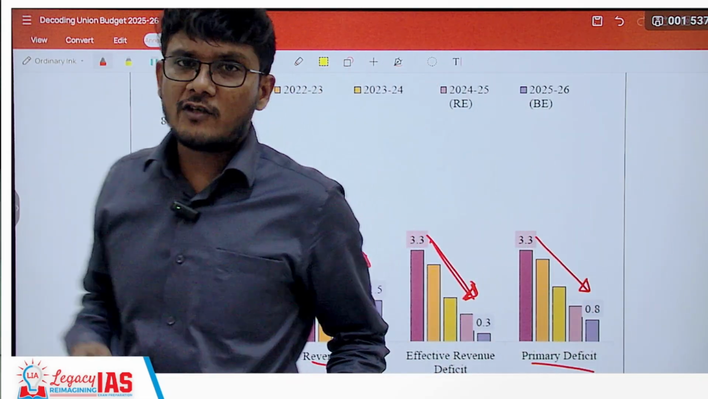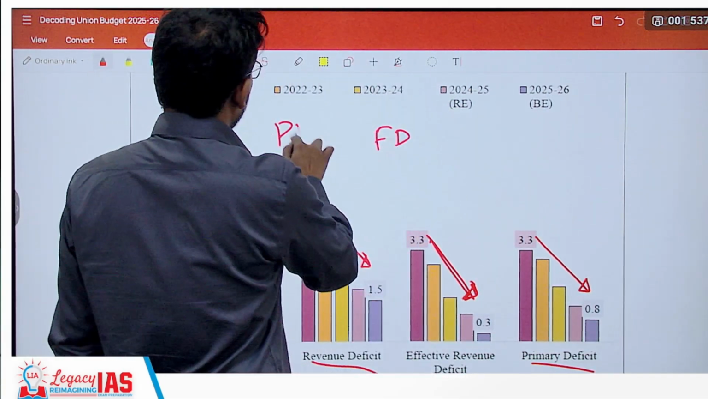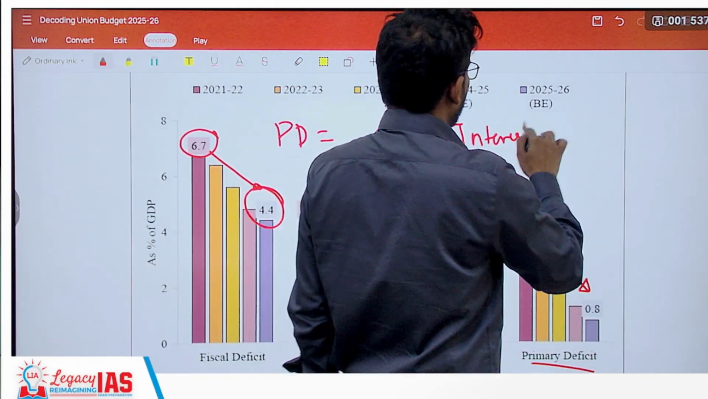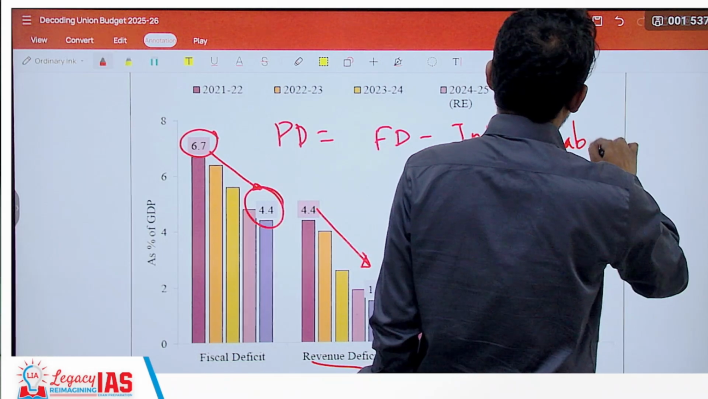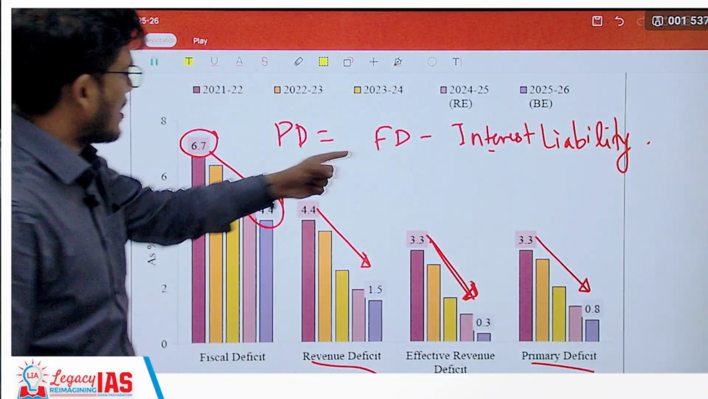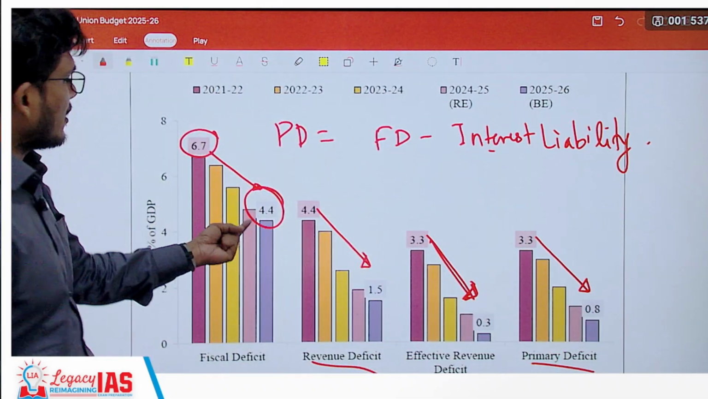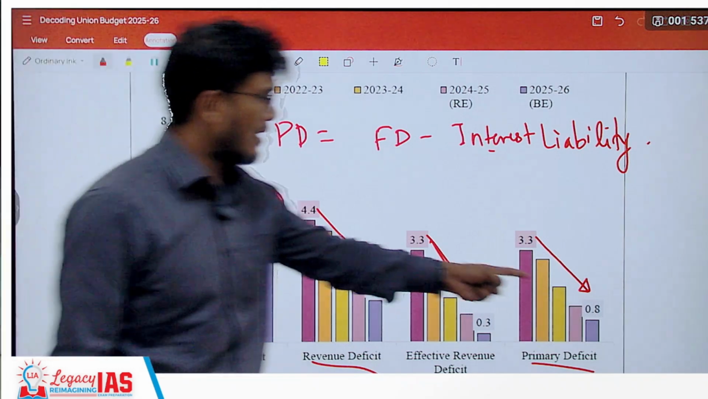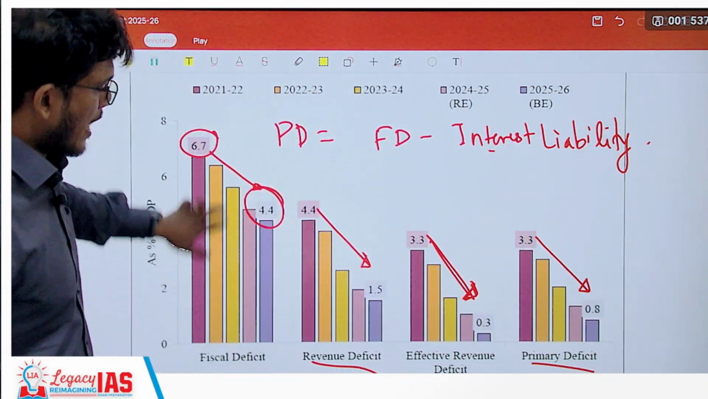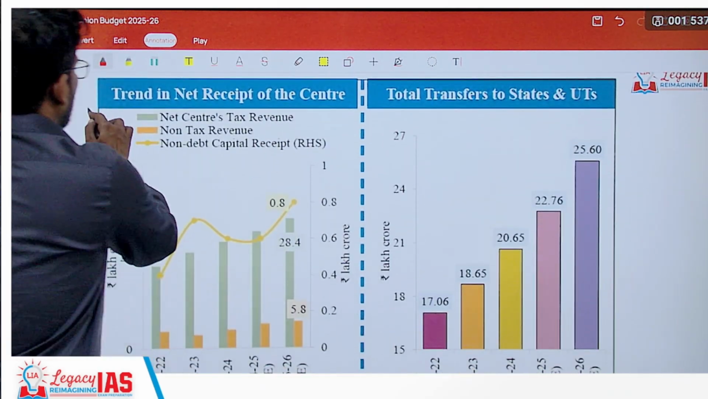What is primary deficit? Primary deficit equals fiscal deficit minus interest liabilities. So the interest liability of a government is quite high. If you remove the interest liability from fiscal deficit, you get the primary deficit. So primary deficit is just 0.8. Look at the fiscal deficit, it's still very high. Primary deficit is very low. That means the interest liability of the government is very, very high. I hope that's clear.